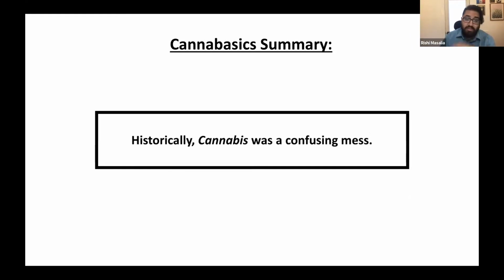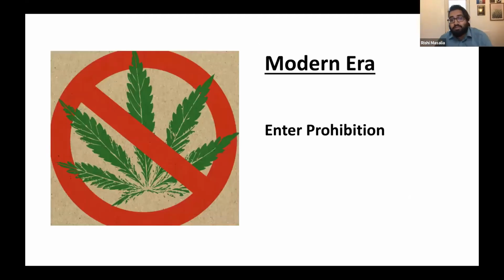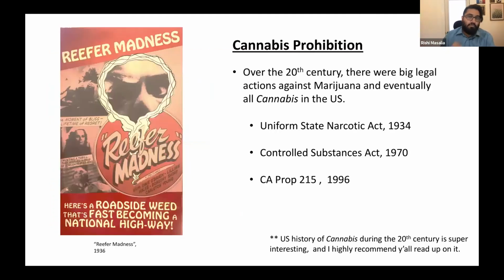So to put it more basically, historically, cannabis is a confusing hot mess. Now we enter the modern era. We enter Prohibition. So Prohibition really started in the 1970s, at least in this country. And so cannabis prohibition, this is actually a photo of my copy of Reefer Madness, which is a movie made in 1936. And it has these very, we'll say hilarious now, references.